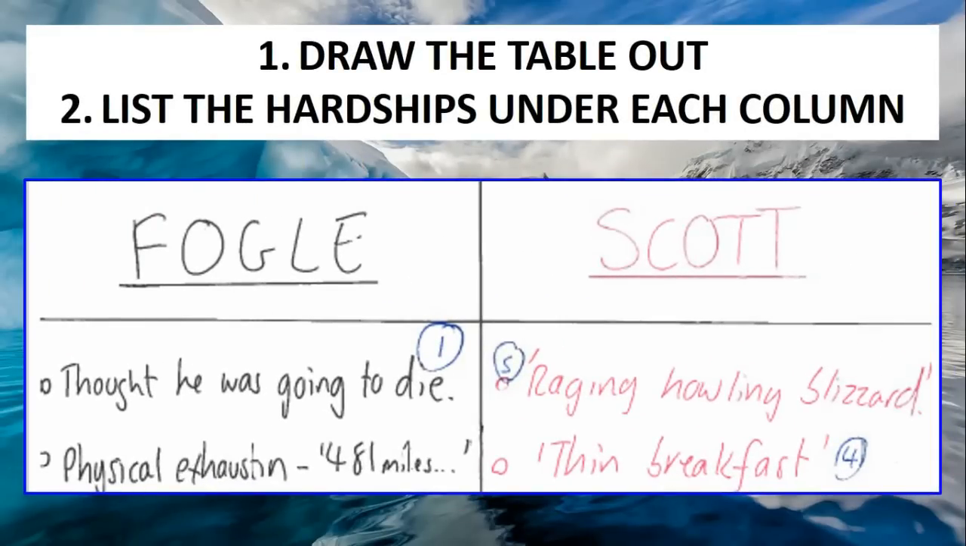So what I would do now for this question, you could do this in your exam, is draw a really simple table like I've got. I put Fogle on one side, Scott on the other side, and then all I'm going to do is list, as I go through the extract, the hardships, the things they've had to suffer. So I've just started with Fogle thought he was going to die, and then physical exhaustion, 481 miles. So those are the first two things I've found. And then Scott, raging howling blizzard, thin breakfast. So just go down each extract and see if you can find 4 or 5 hardships that you can talk about in your exam.